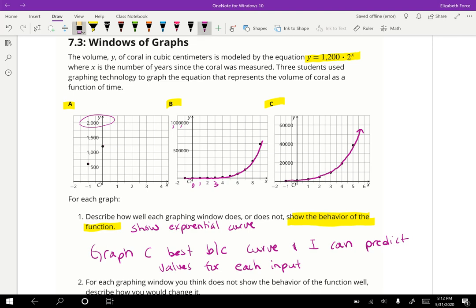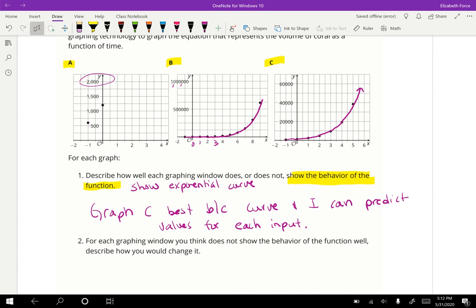Remember, an input is the x-axis. I can make a decent prediction on what the volume is at 1 and what the volume might be at 2. I can definitely tell you what the volume is at 3. It's around, if this is 20,000, that's half of it, that's 10,000. So I would go with C as showing me the best possible window range.